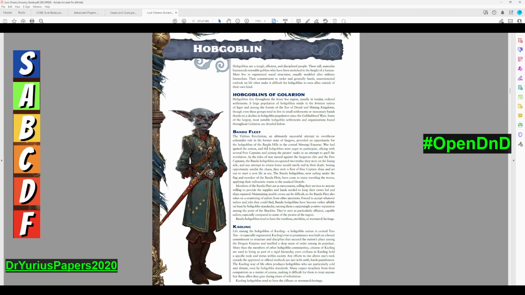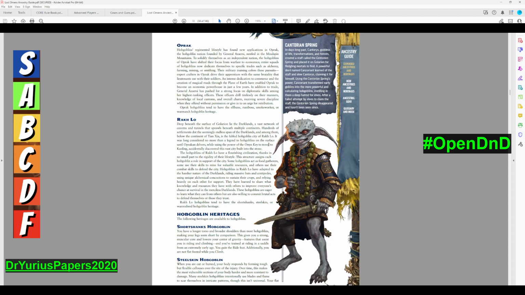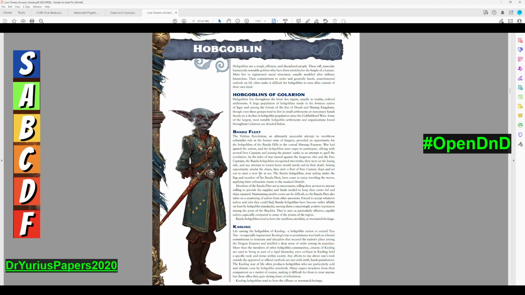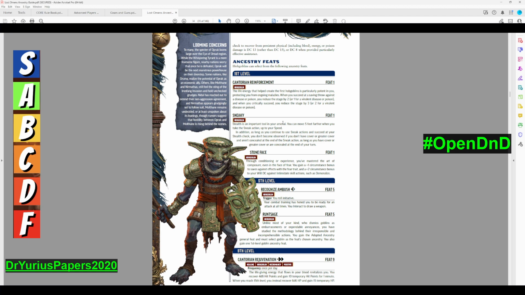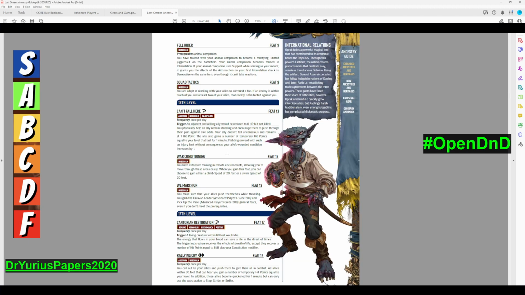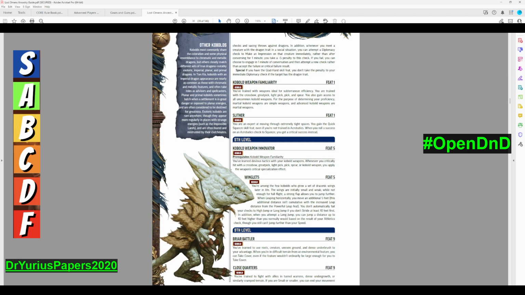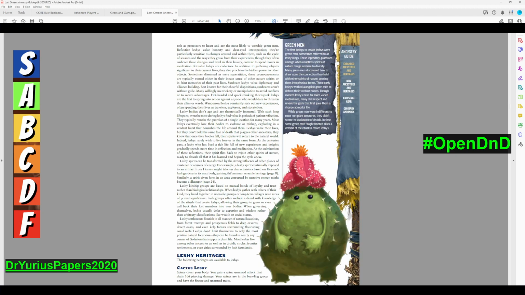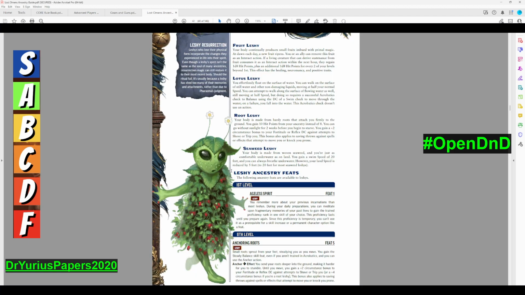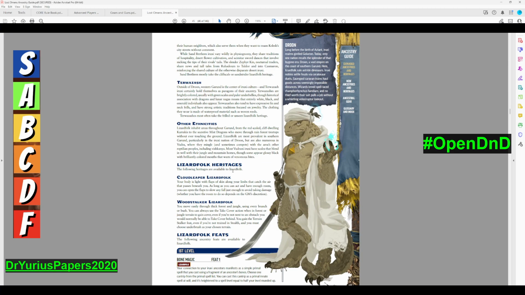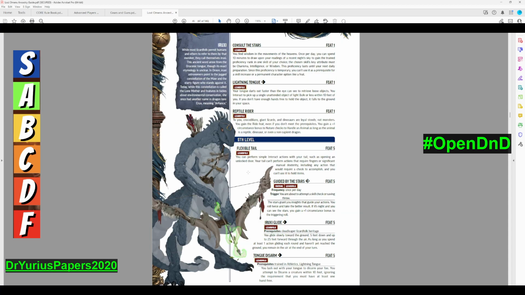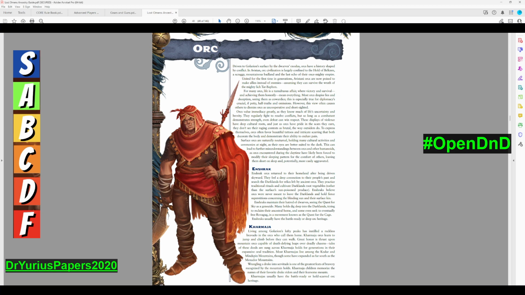And then there's Hobgoblin. And here's some of the heritages for Hobgoblins. I believe that the Hobgoblin is a heritage off of Goblin. So you take the base Goblin stats and you become a Hobgoblin. Then Kobold. So these are new heritages and feats for Kobolds. Leshy. And so on and so forth. We got Lizardfolk. And so on and so forth.